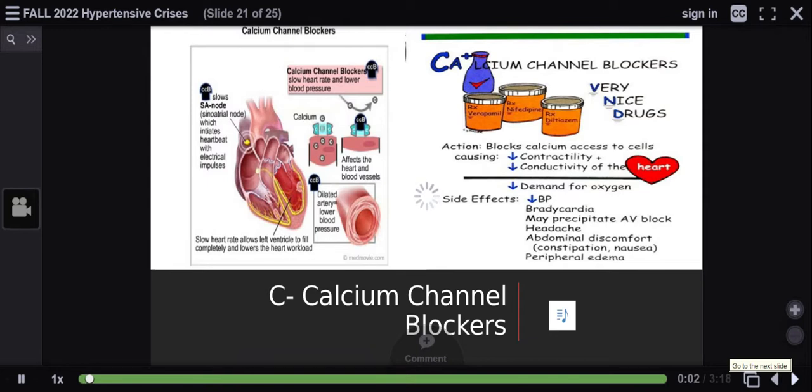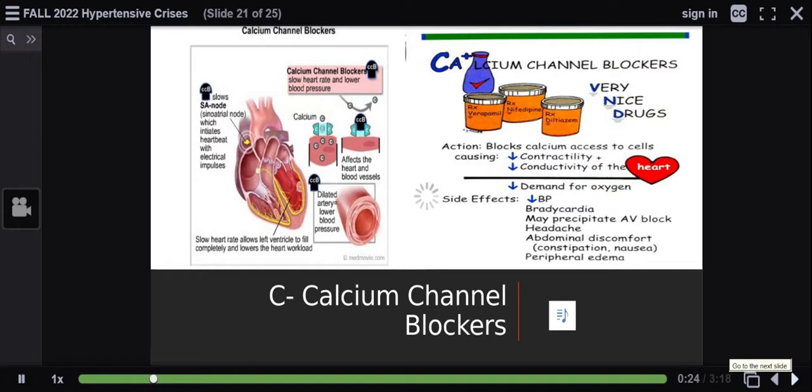For calcium channel blockers, what these medications do is they increase sodium excretion and they can cause vasodilation by preventing the movement of extracellular calcium into the cells. When these things happen, it leads to vasodilation, thereby lowering the blood pressure.